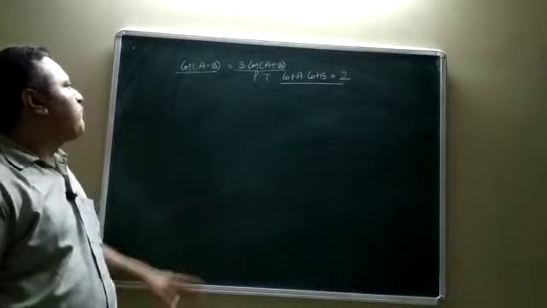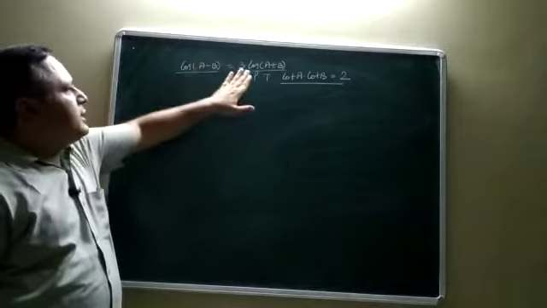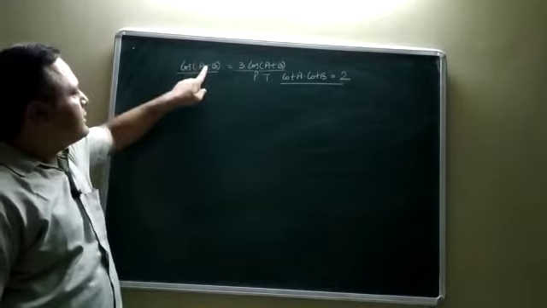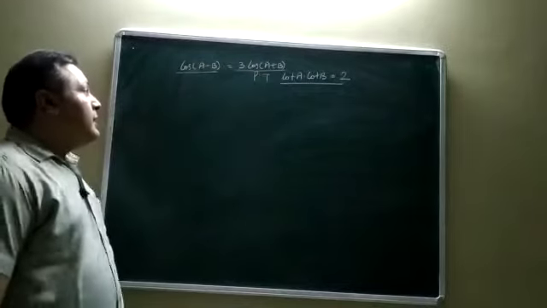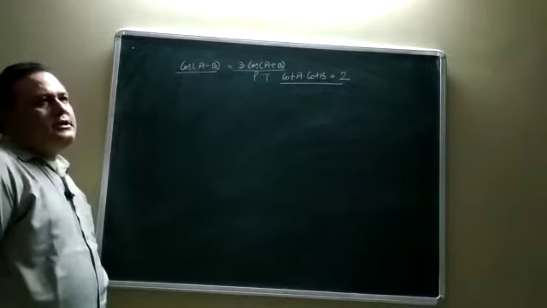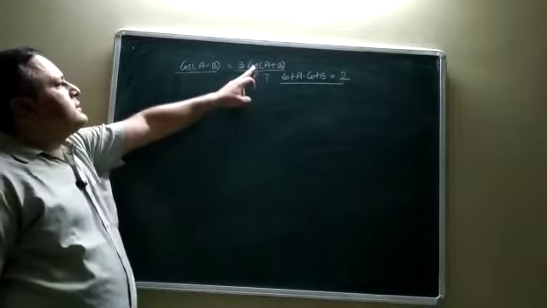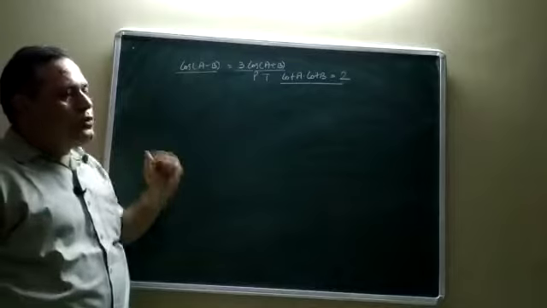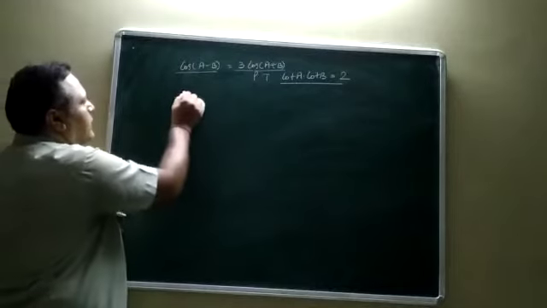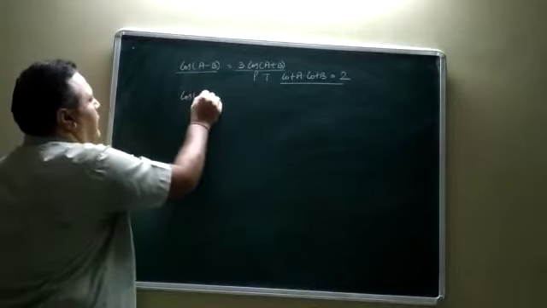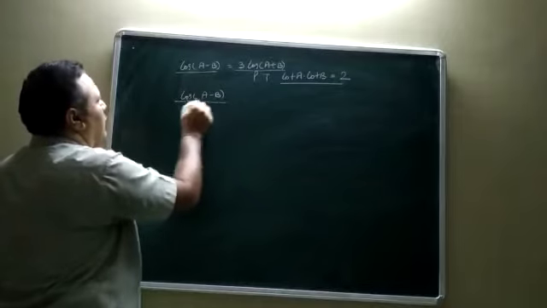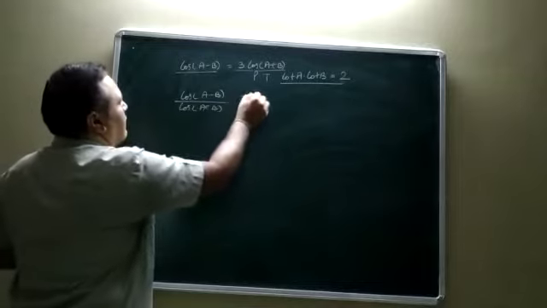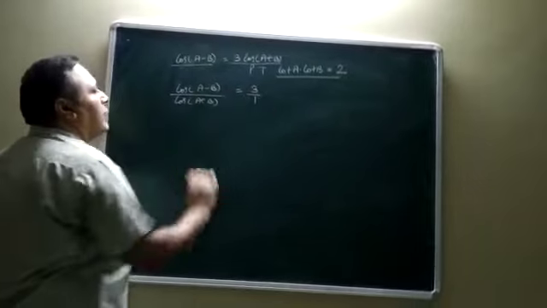Whenever a statement is given in this form, meaning the trigonometrical functions are the same and there is a difference of angle, in that case we have one suggestion for you: transfer this term to this side, meaning this numerator is changed into denominator. See, it is cos of a minus b upon cos of a plus b is equal to 3 upon 1.